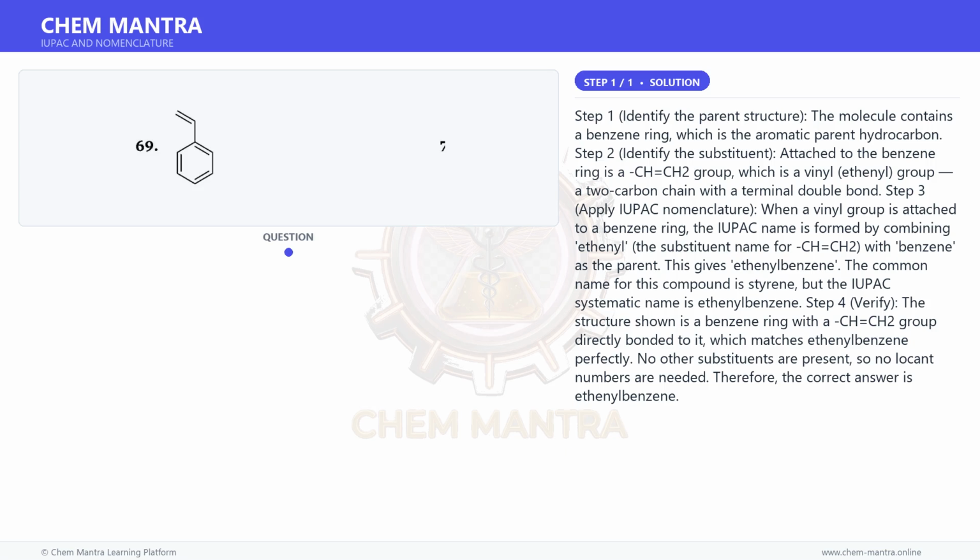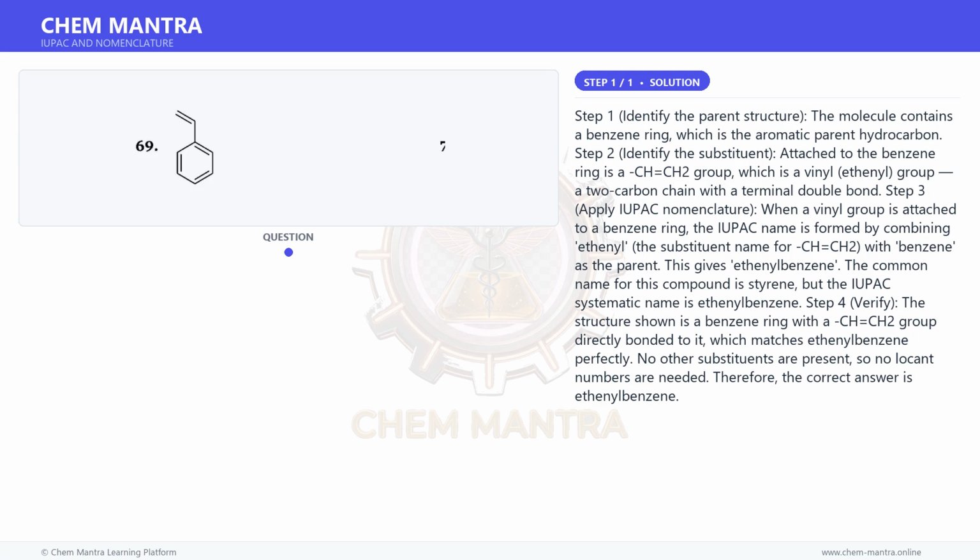Step 1. Identify the parent structure. The molecule contains a benzene ring, which is the aromatic parent hydrocarbon. Step 2. Identify the substituent attached to the benzene ring. It is a CH=CH2 group, which is a vinyl (ethenyl) group, a 2-carbon chain with a terminal double bond.